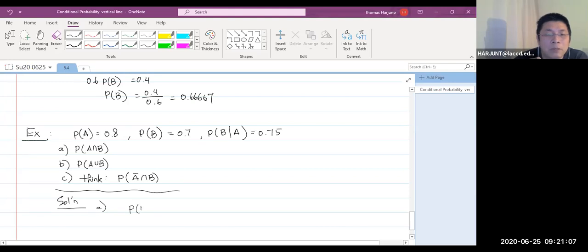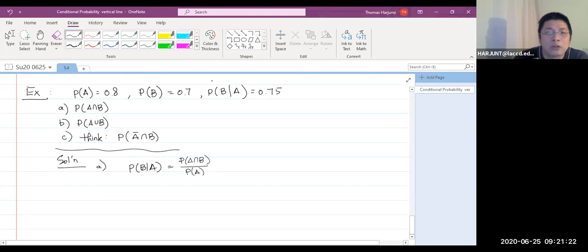probability of B given A is probability of B intersection A over probability of A. I use that one because we have this number, right? Okay, I have that number here, and I also have this number here. Therefore, I will be able to find these.